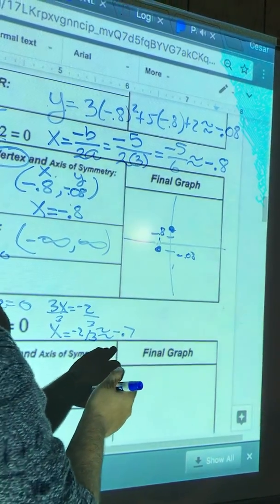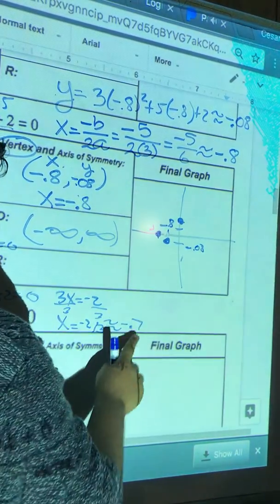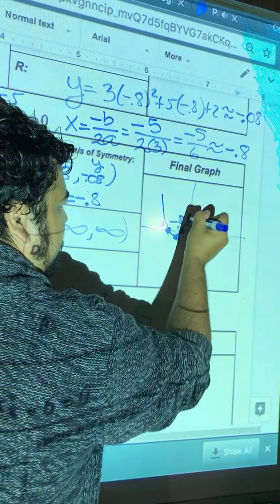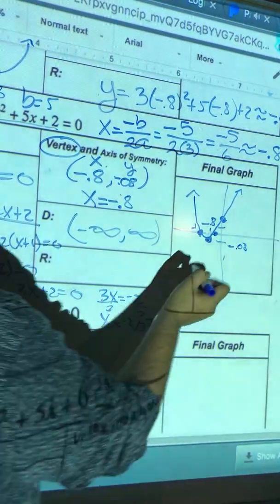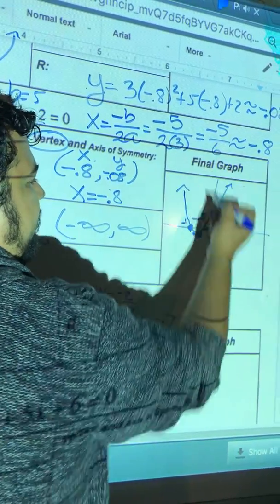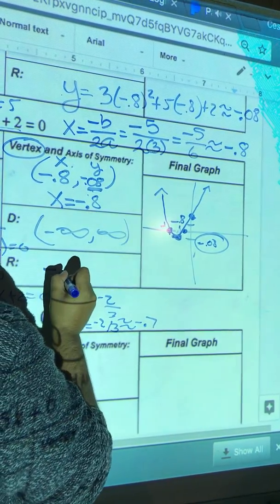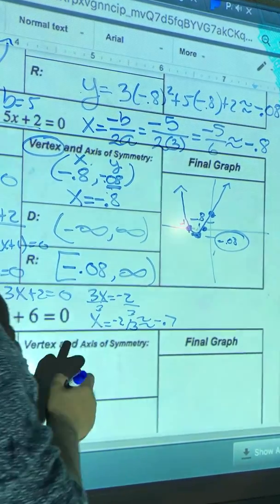And my x values are negative 1 and negative 0.7. So it's really, really close. Everything's just really close up. And there we go. My range is from this point and up, which is the same as my y value. So it's negative 0.08 to infinity, including this number, but not infinity.